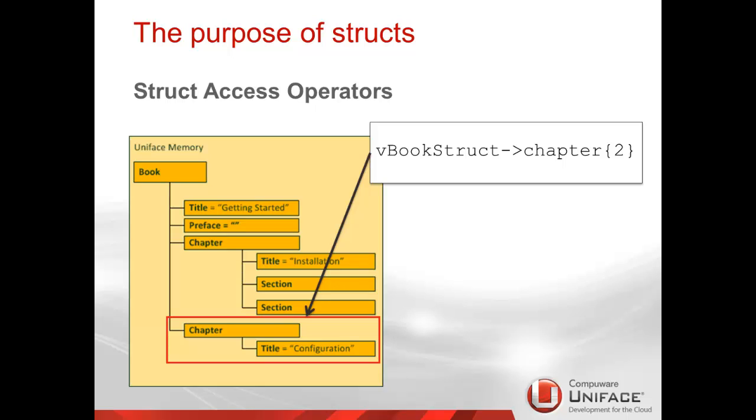We can also access a struct from a collection by its index position regardless of its name. This is using the asterisk wildcard. For example, if I specify vBook struct dereference asterisk wildcard index 2, I will get the second member of this struct.